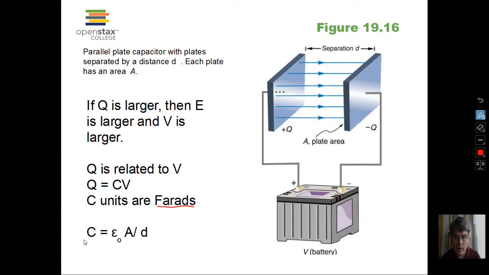It turns out we can calculate the capacitance of a parallel plate capacitor with this formula. Epsilon naught is a constant, the permittivity of free space. Look that up in whatever book you have handy. I think it's 8.85 times 10 to the minus 12. A is the area of one plate in square meters, and d is the distance between the two plates in meters. So you notice this is a calculation based on geometry. The capacitance depends on the geometry of the capacitor.